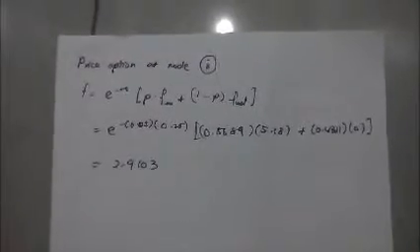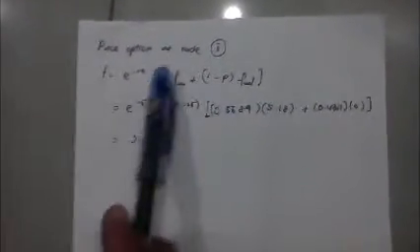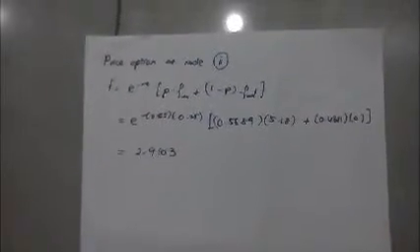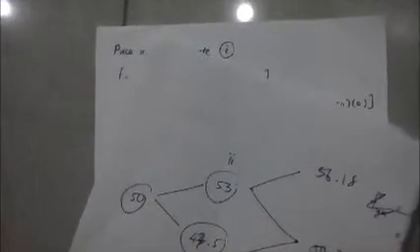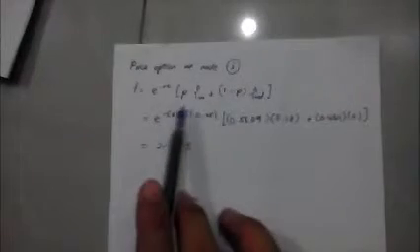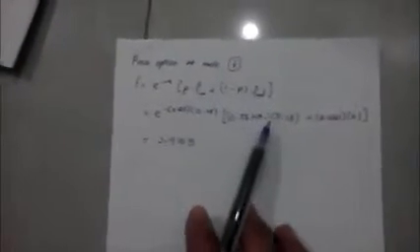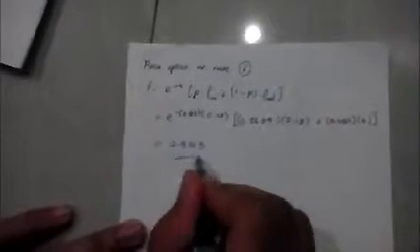Next we need to find the option price at node 2, which is the node of the 53. To find the option price at node 2, we construct this formula. After we have this formula, we substitute the values and get the final value of F. This we denote as FU.